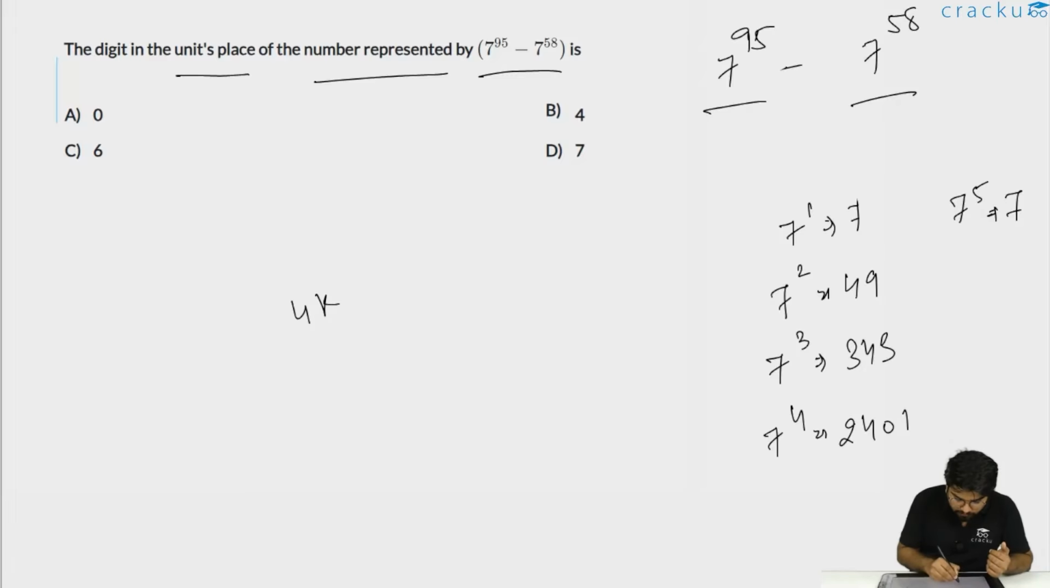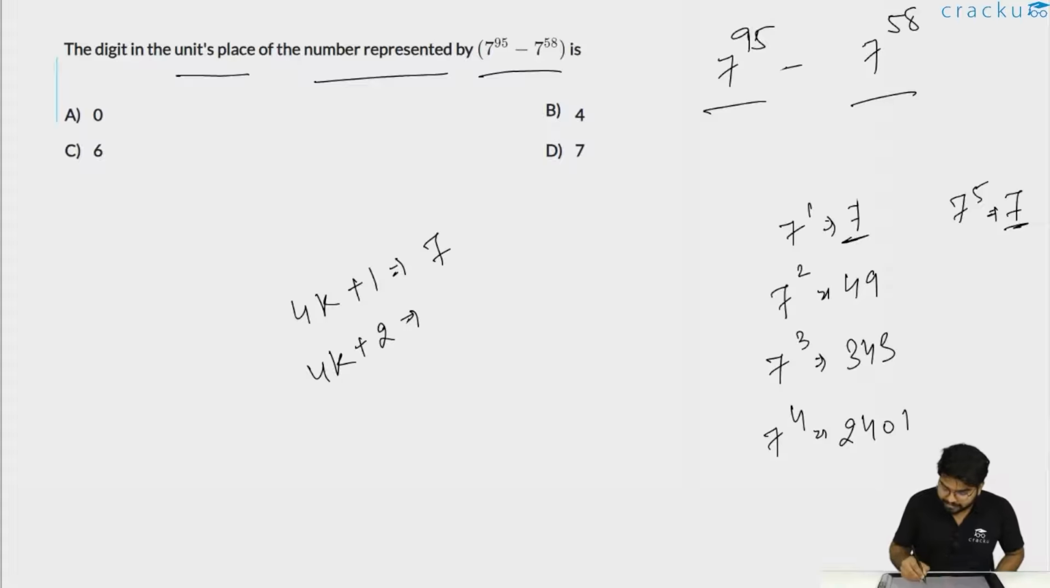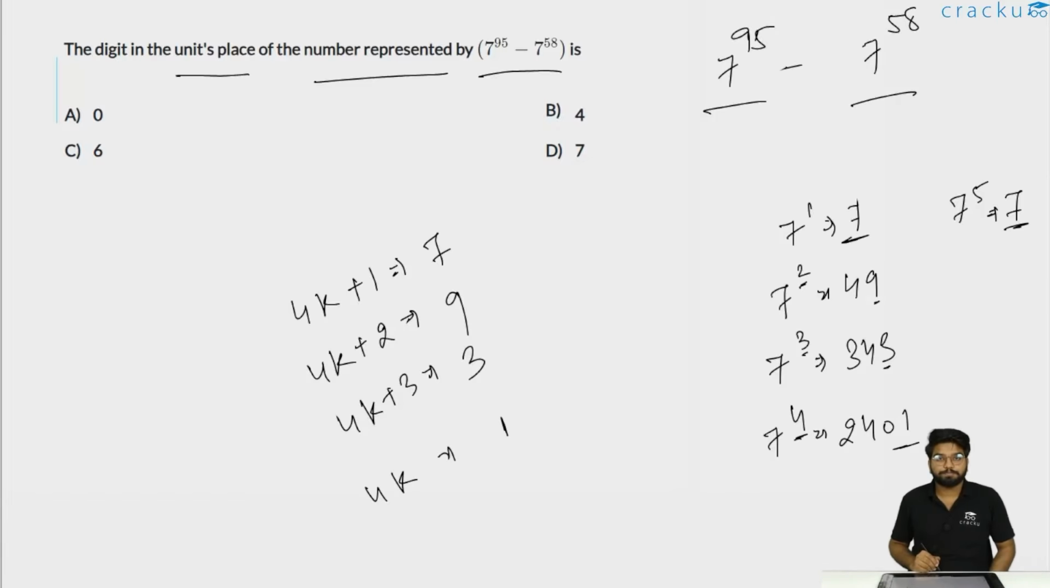Whenever the power is of the form 4k plus 1, it is ending with 7. If the power is of the form 4k plus 2, it is ending with 9. Whenever the power is 4k plus 3, it will be ending with 3. And whenever the power is of the form 4k, that is a multiple of 4, it will be ending with 1.